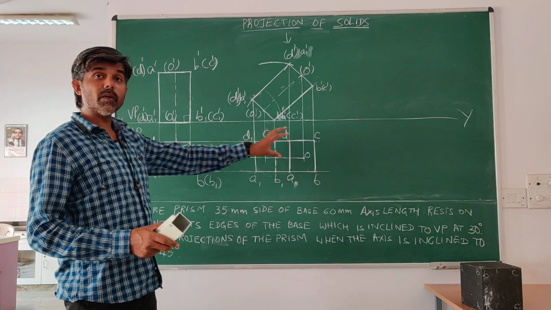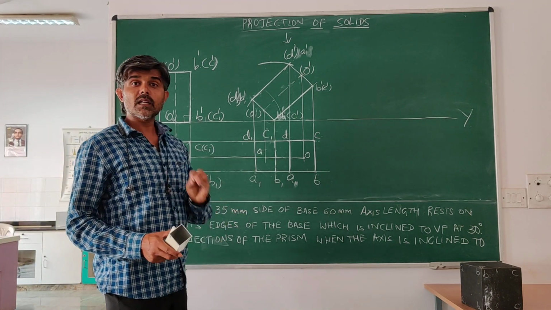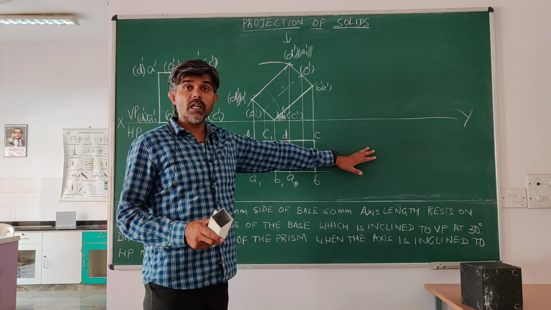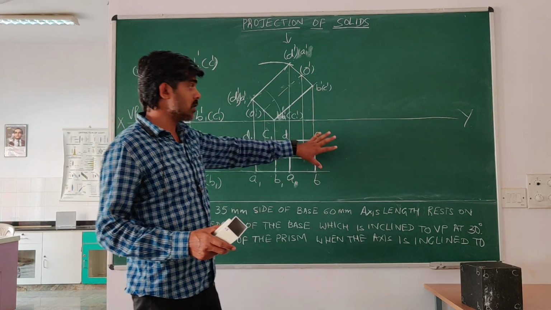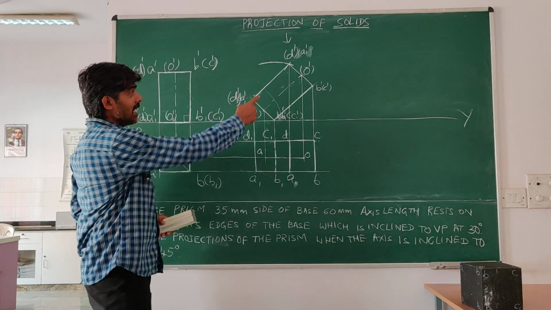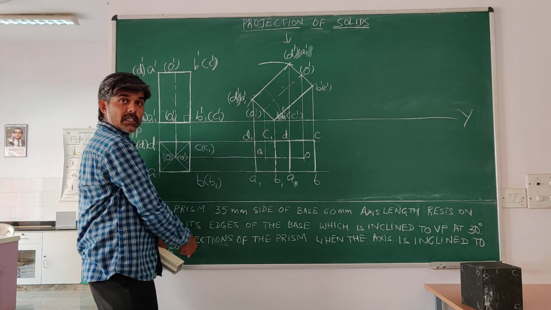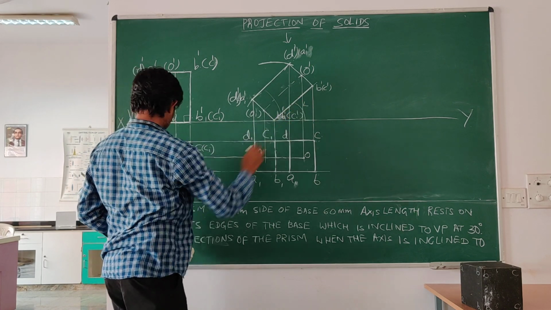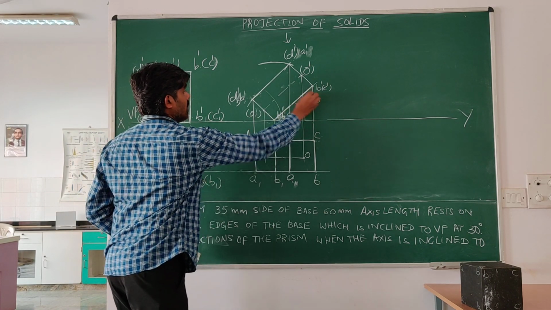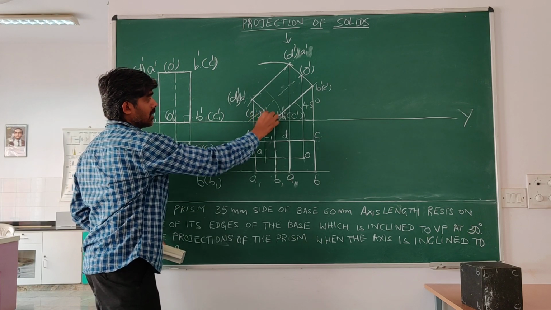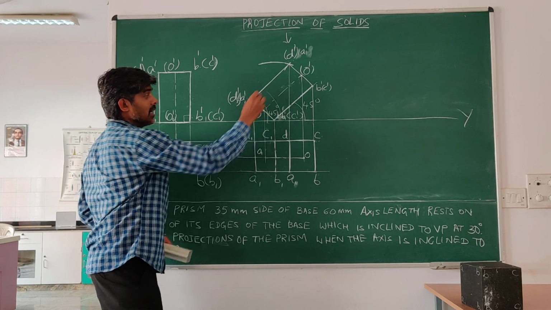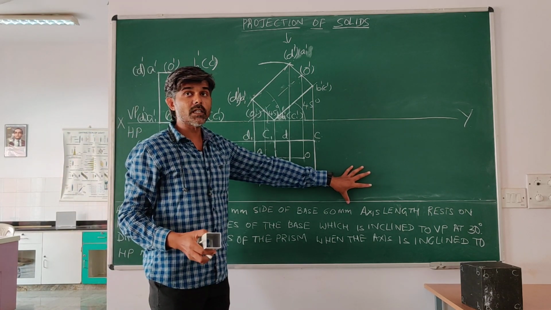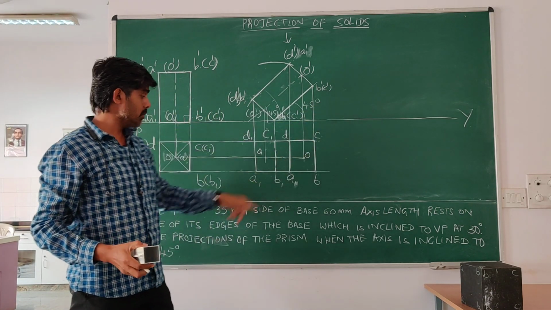Now, in between, please recall a point: for a line, the inclination of a line with respect to VP is seen in HP. The inclination of a line with respect to HP is seen in VP. That's why the axis inclination is given with respect to HP, which is seen here. This angle is 45 degree, or you can extend it here, this angle is also 45 degree. So this is the inclination with respect to HP, while we are next going to draw the inclination with respect to VP, which will be seen in HP.